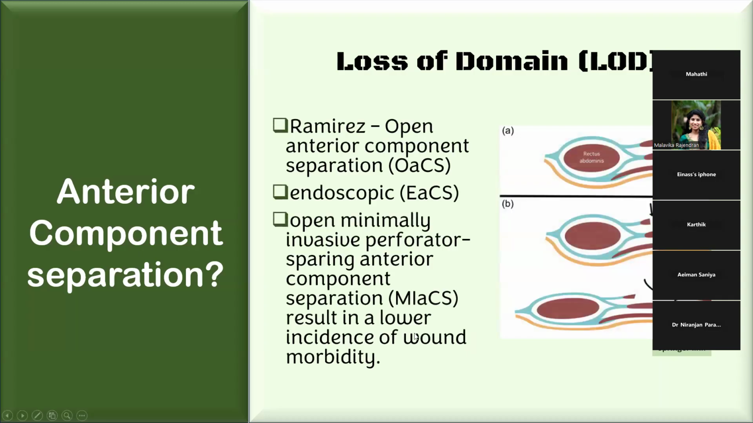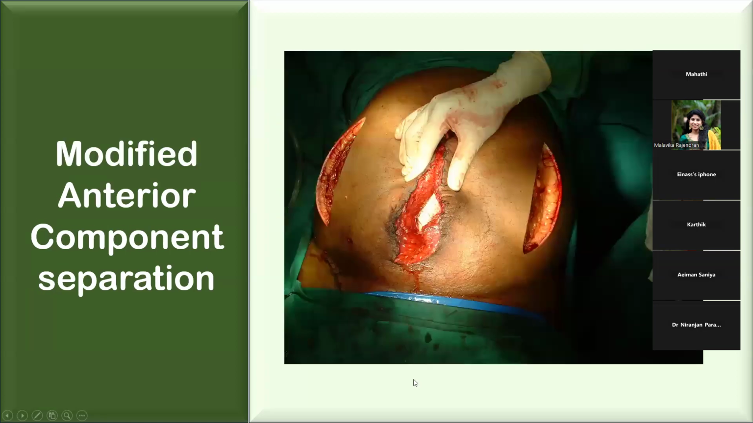Okay, you have the endoscopic method. The common open method is what I do, open anterior component separation, and open minimally invasive perforator sparing anterior component separation. The perforator sparing means the perforators are a little more lateral. So you make sure that you're more medial in your cut of the anterior sheath, so that you save the perforators, which means that you will have less problems with the skin flaps.